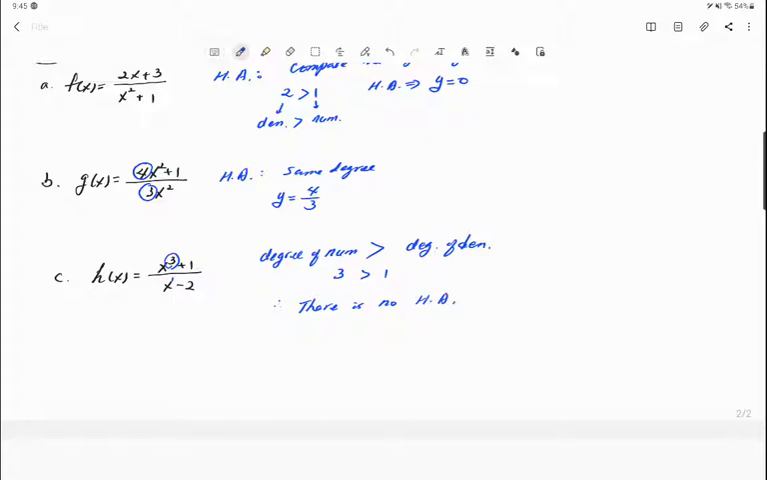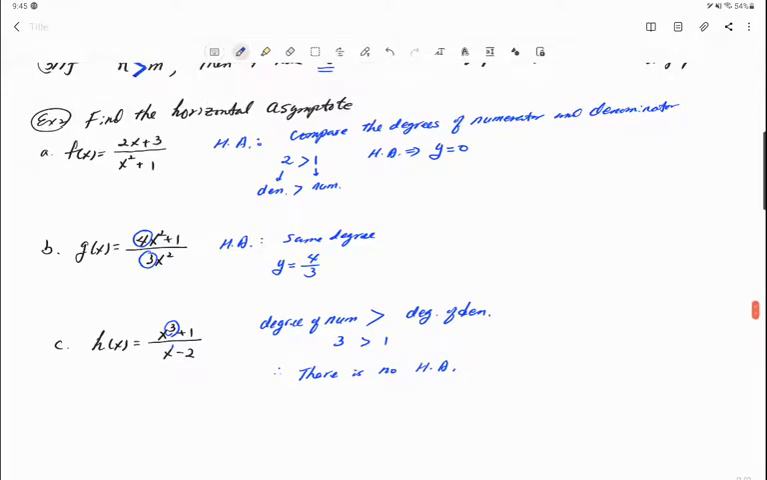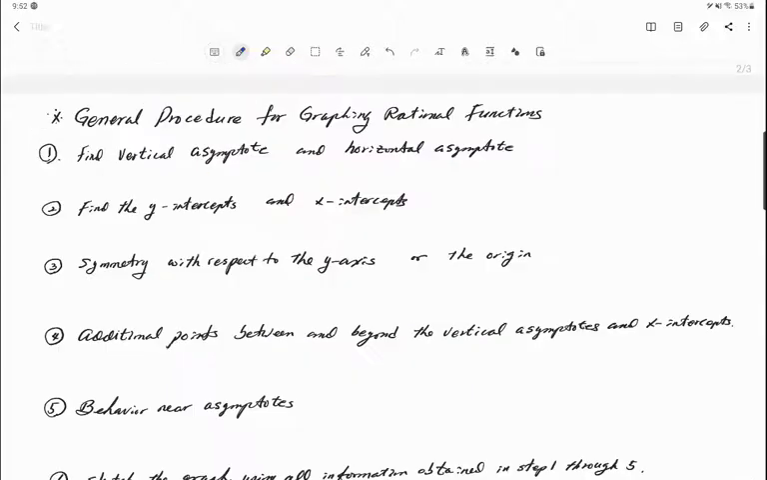All right? So, if we apply this information, we can graph it, not precisely, but approximately. Okay, here is the general procedure, the general steps for graphing rational functions. This is really important because we already learned this earlier. So let's summarize. First, find the vertical asymptote and the horizontal asymptote.